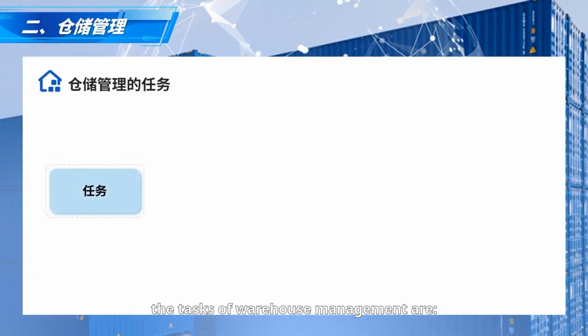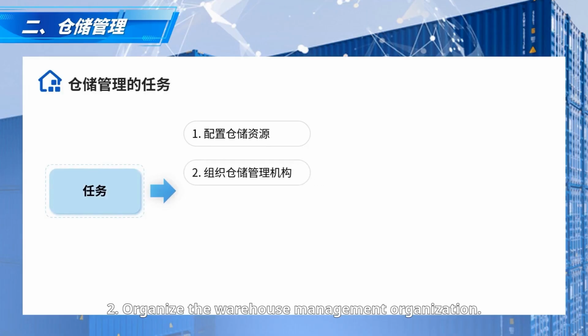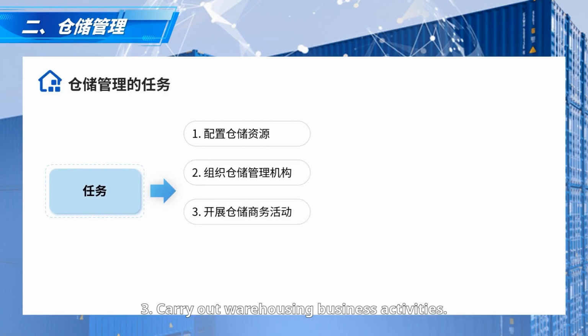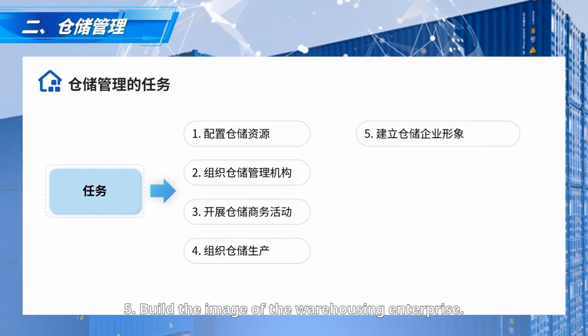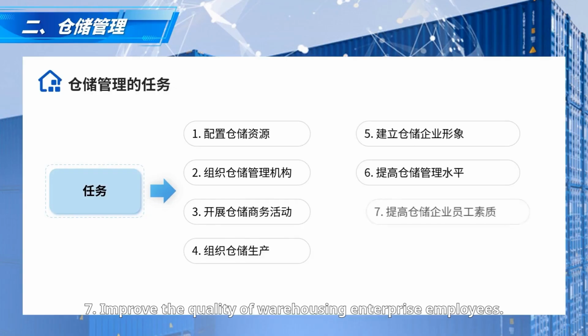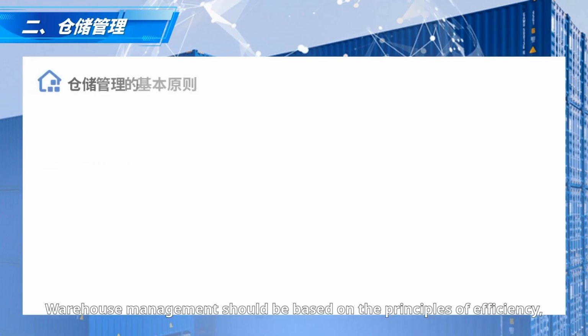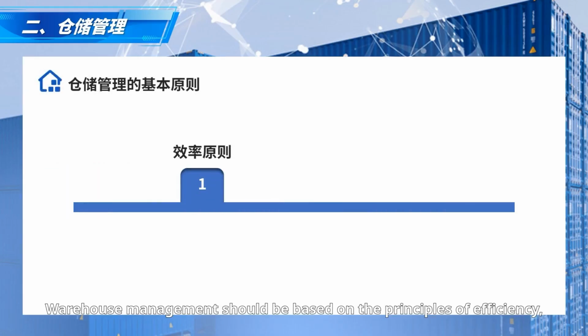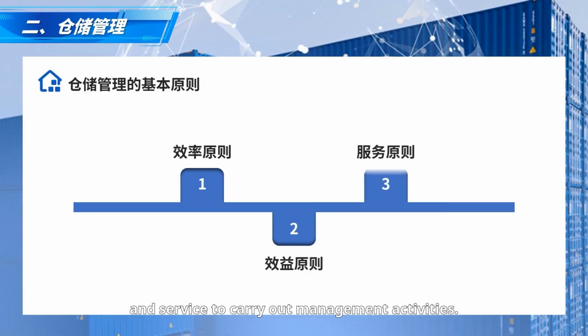Therefore, the tasks of warehouse management are: 1. Allocate warehousing resources. 2. Organize the warehouse management organization. 3. Carry out warehousing business activities. 4. Organize warehouse production. 5. Build the image of the warehousing enterprise. 6. Improve the level of warehouse management. 7. Improve the quality of warehousing enterprise employees. Warehouse management should be based on the principles of efficiency, effectiveness, and service to carry out management activities.